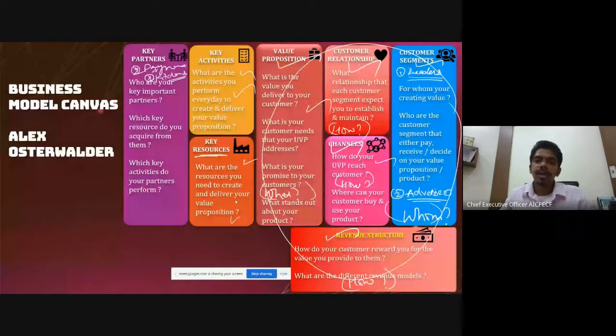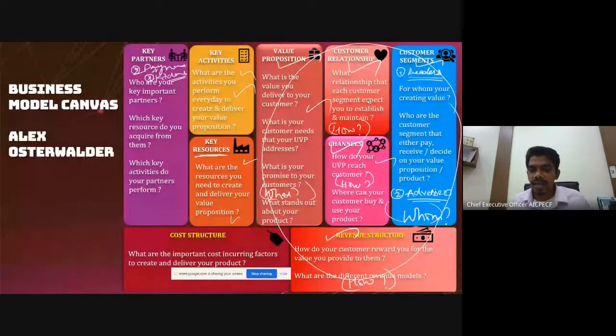So similarly, what kind of key partners are needed for a business? If I'm going to sell a pen, I need a retailer. I need a wholesale distributor. I need a logistics person to take this pen to the retailer shop, to the wholesale shop, right? So these are all the key partners whom you need to map so that you can perform all the other activities. This is your 8th building block of your BMC.